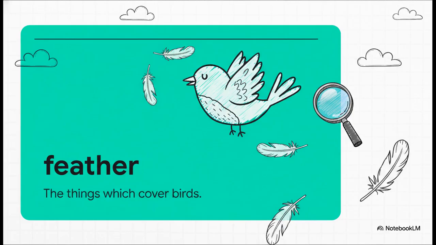Okay, here it is, our starting point. The word is feather, and the definition? The things which cover birds. I mean, you can't really get much clearer or simpler than that, can you? It's almost childlike in how simple it is. But that simplicity, that's our first clue.